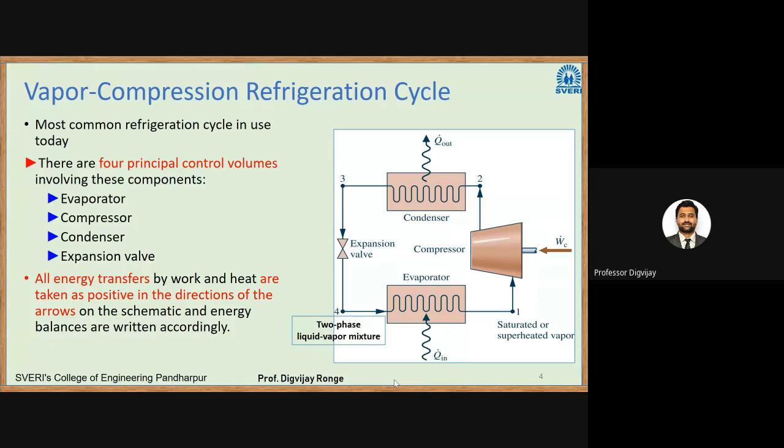I have repeated this many times. The compressor works best if the refrigerant is in its vapor form. It should be dry saturated, or it should be superheated, but it should be in the gaseous form. The expansion valve can handle only liquids. So care is taken that whatever refrigerant enters the expansion valve should be in the liquid phase.